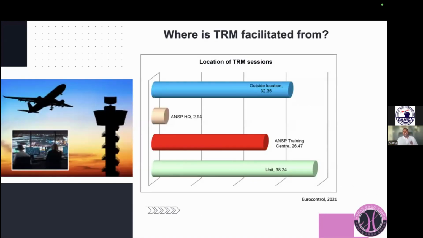So also, where is TRM facilitated from? As you can see from the screen there, mostly at the unit level. That's essentially what needs to happen, because it's about the people on the front line. Then some others, as you see there, at the ANSP training centers, and also outside, where mostly you book hotels and facilitate it there. Very little at headquarters. So this is that research by Eurocontrol. For us, as I've mentioned, the longer TRM was at the training academy, and then the refresher training happened at the unit. So we used both.